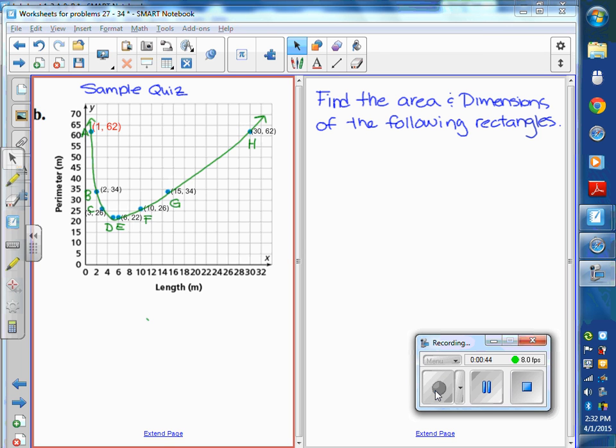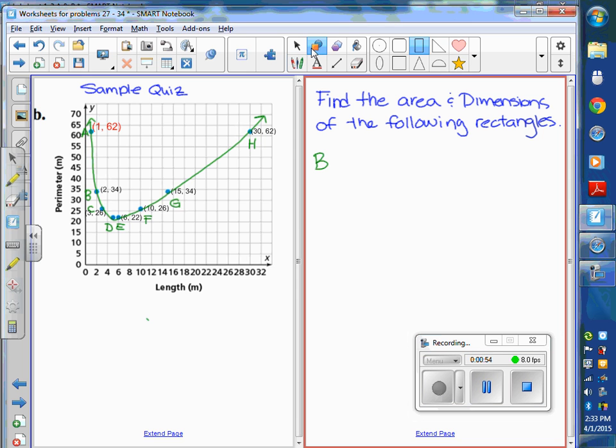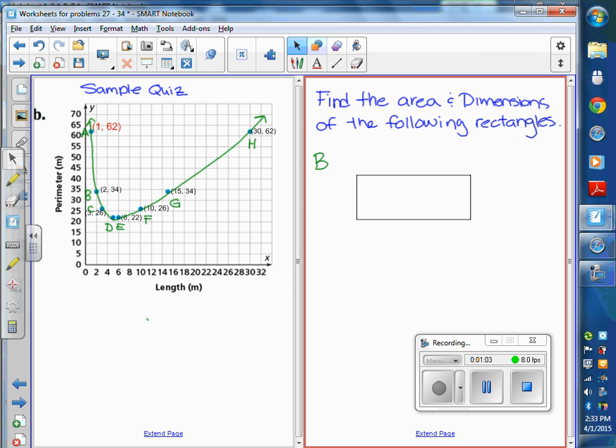A sample quiz would be: find the dimensions and the area of the following rectangles, and let's say I start with rectangle B on that graph over there. We're just trying to show you, let's pretend this is a sample quiz question, okay? And I'm looking at B. How would you do that, Jack?